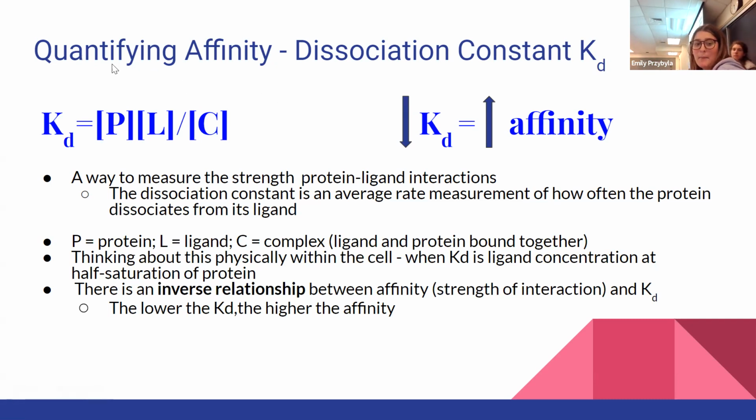And you can see that by looking at the equation here. P is protein concentration, L is ligand concentration, and C is the concentration of complexes, so of protein ligand complexes. So if there's more proteins and ligands diffusing around the cell not in complex, then KD will be a larger number. But if there's more complexes, then that KD will be a smaller number. So that shows how a smaller KD means there's a higher affinity because there's more complexes at any given time.